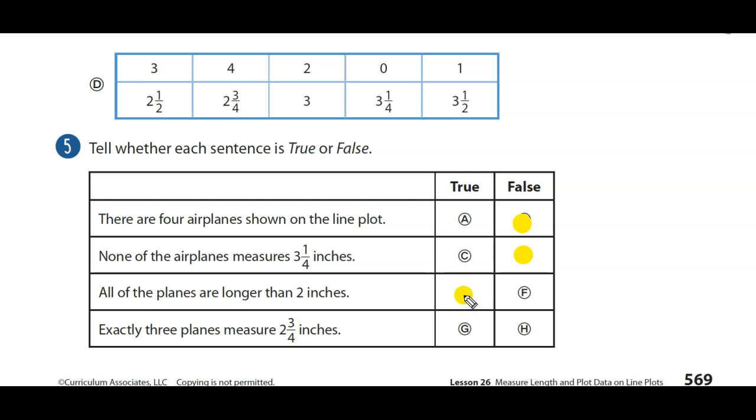Exactly 3 planes measure 2 3/4. Are there 3 X's above 2 3/4? No. How many X's are above 2 3/4? 4. So that's true or false? False.